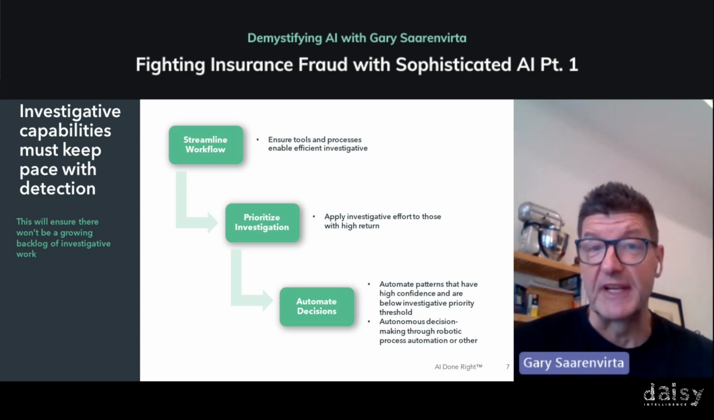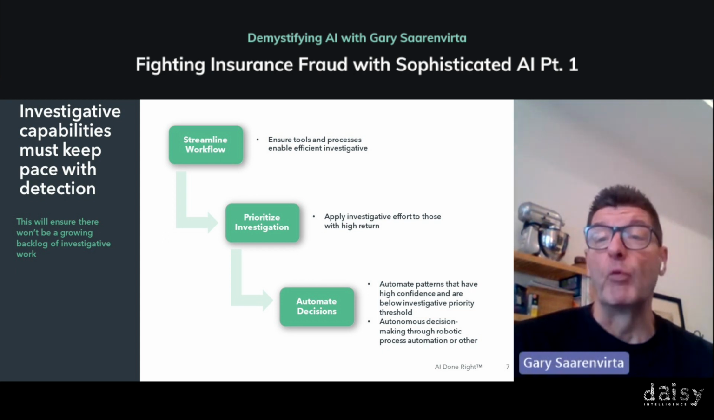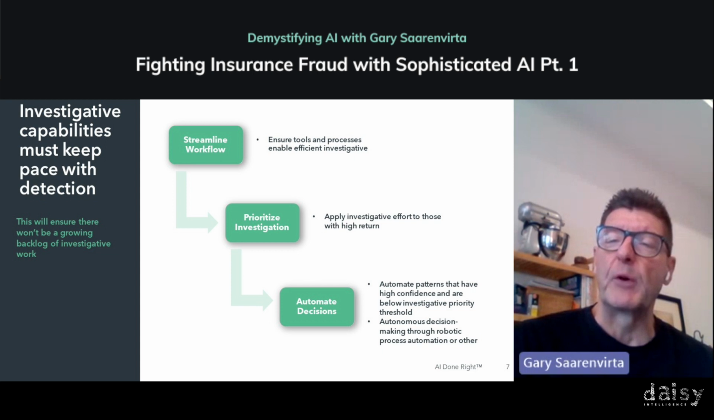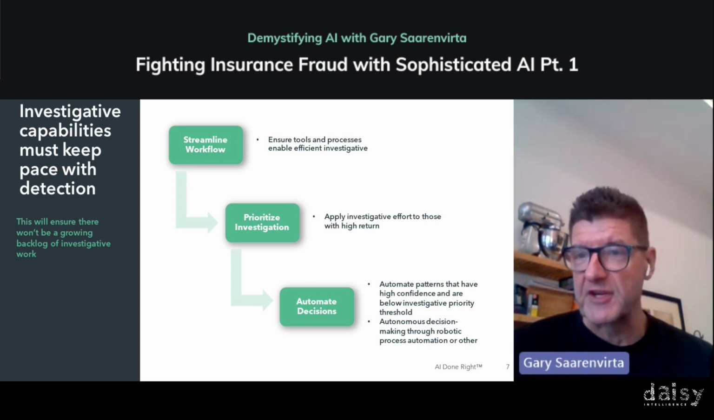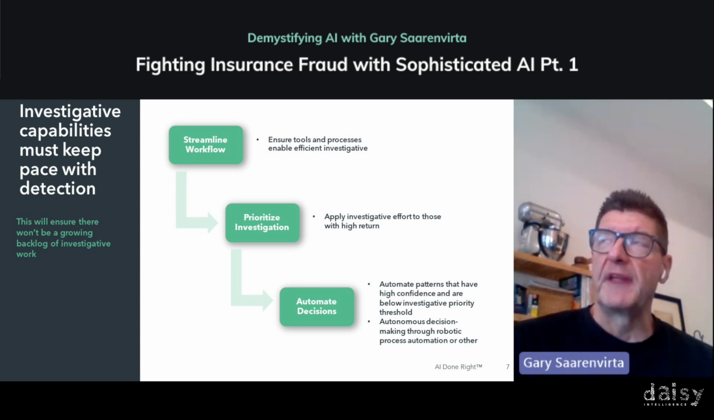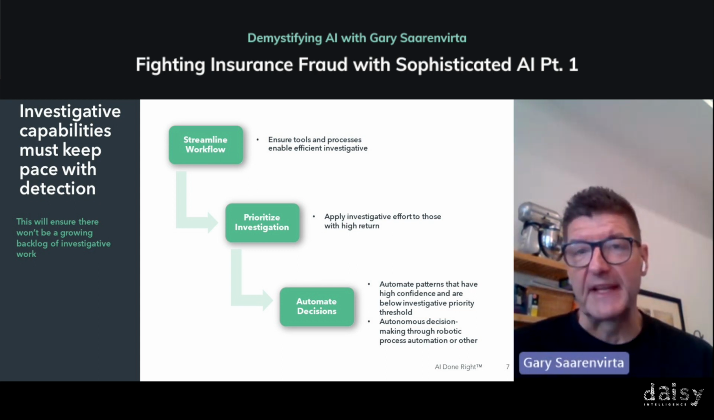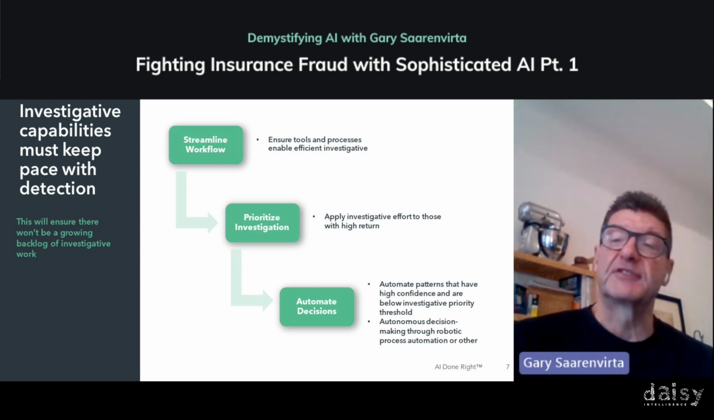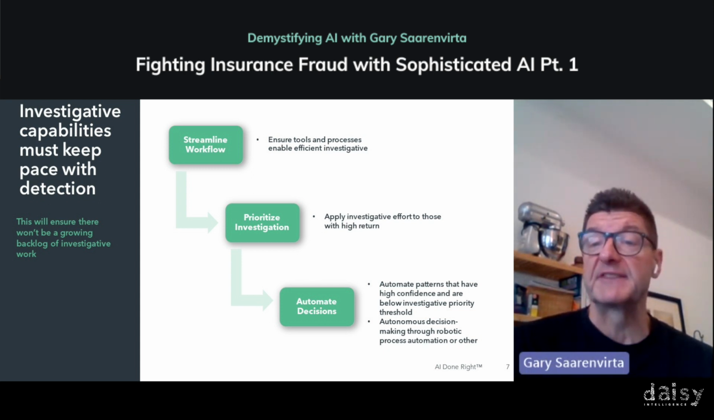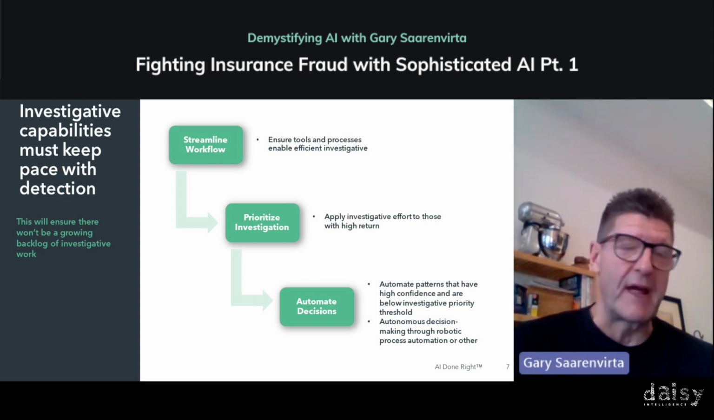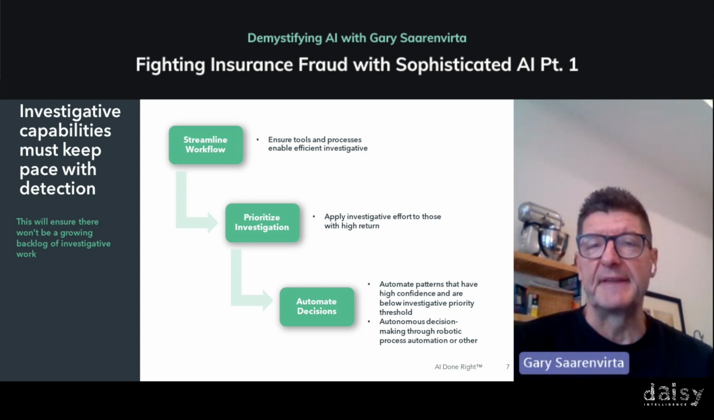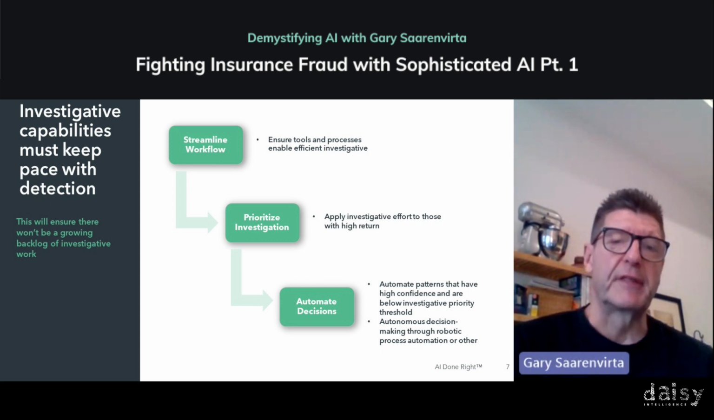Well, there are two things you can certainly do. One is streamline the workflow, making sure that the investigative tools, workflow, and processes that you use are very efficient. One of the things we know is that centralizing all the data around investigation in one place, like an investigation fraud detection platform, streamlines the workflow and saves investigators and adjusters time because they don't have to go to multiple systems to get data. So bringing all the data together in one place is a good thing.